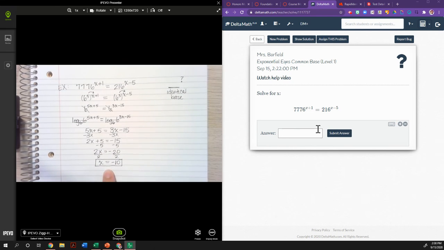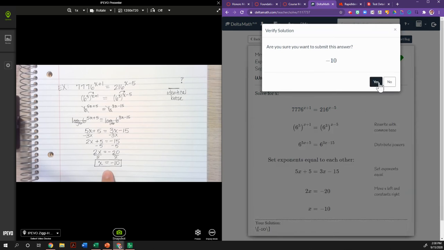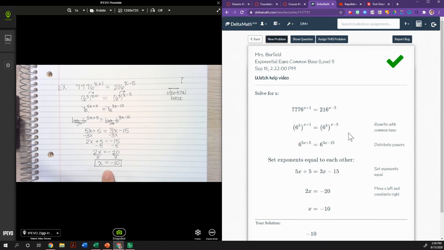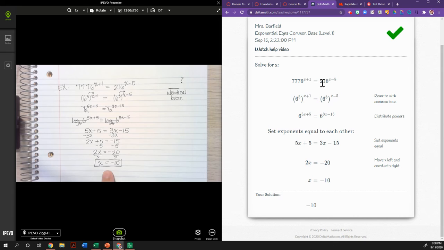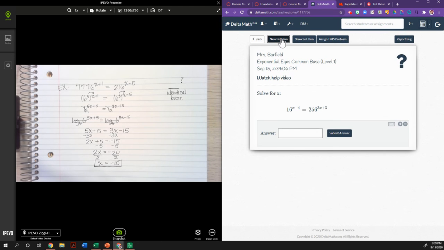Then I'm going to go over here. Remember, we don't have to type in x equals. I'm going to type negative 10, submit my answer, yes. And you can see here, even in Delta Math, he skips over that entirely, because that's just what we know. Once we have a common base, they cancel out, and I set the exponents equal to each other and I solve.